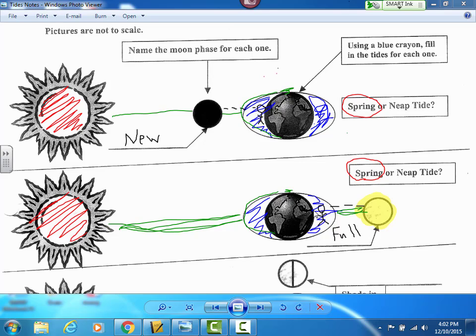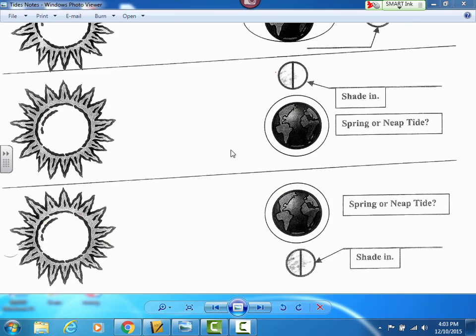Pause here if you need to finish coloring. I will be erasing to move down. Okay, now we're looking at our bottom two pictures. Again, we're going to color the sun orange for both pictures. We're going to color the tides blue. Not very good at coloring inside the lines. Hopefully yours are better.